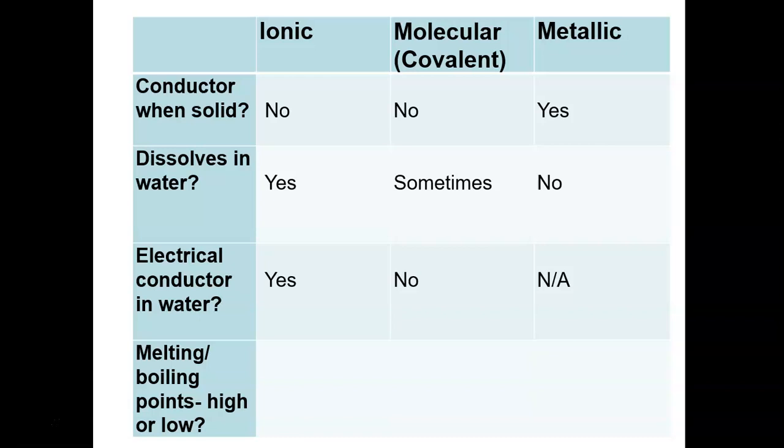Ionic substances have very high melting and boiling points. If you think about trying to melt salt, you've never done it because they have very, very high melting points. Molecular compounds have relatively low melting and boiling points, and metallic substances have high melting and boiling points, but generally not as high as ionic compounds.